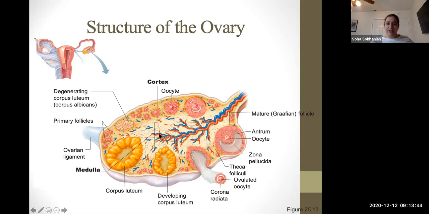And again, that's a feature that you see in both the kidneys as well as the ovaries. And in this picture, they don't show it, but you also have a protective fibrous capsule around the ovary as well, but they haven't labeled that.